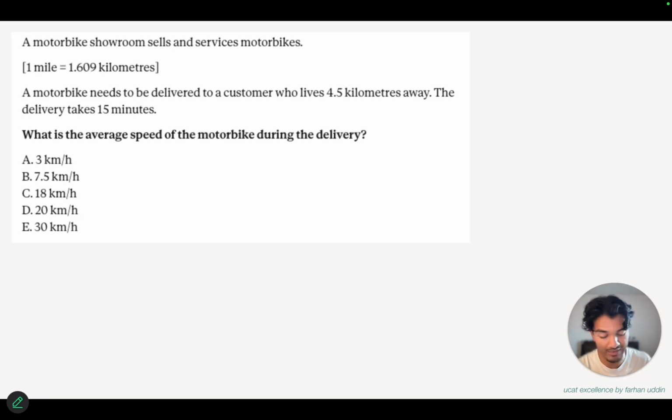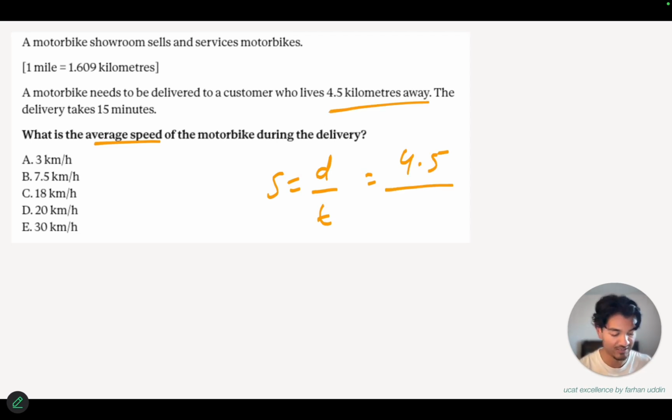Cool. So what are we looking at here? We're looking at the average speed. Speed equals distance over time. So do we have the distance? 4.5 kilometers away. Do we have the time? It takes 15 minutes. What do we know about 15 minutes? That's 1/4 of an hour. So we can go 4.5 times by 4, and that'll give us our answer.